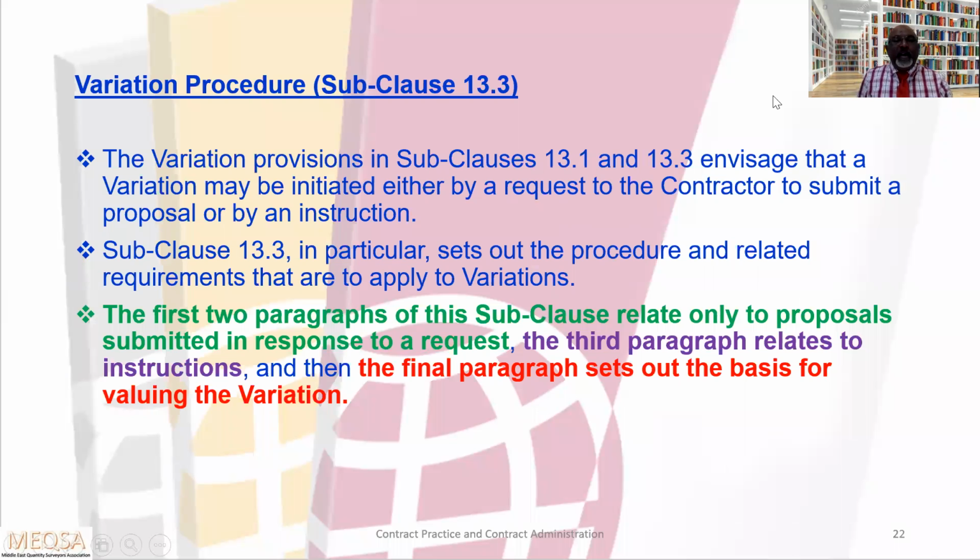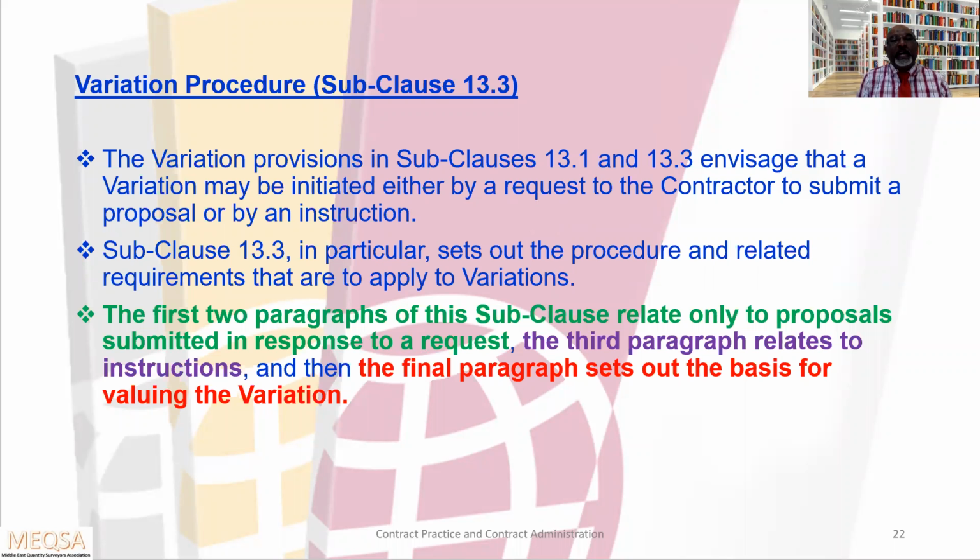Okay, now let us look at what FIDIC 99 says. Variation procedure, subclause 13.3. The variation provisions in subclauses 13.1 and 13.3 indicate that a variation may be initiated either by a request to the contractor to submit a proposal or by an instruction. This is a way of requesting the variation. Either the engineer can ask the contractor to submit a proposal, or otherwise he can give an instruction.